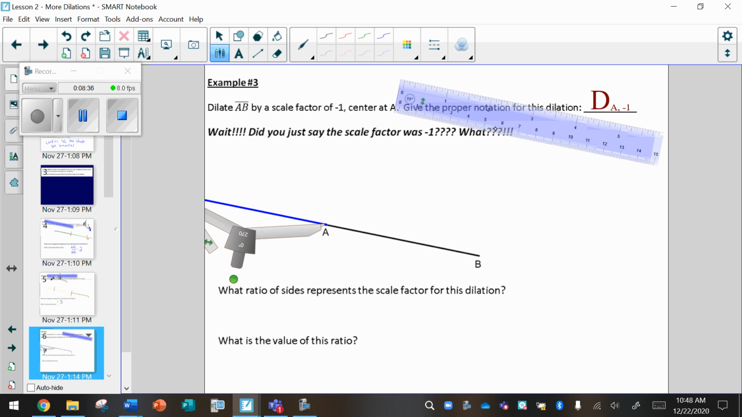The ratio would still be AB prime over AB, and it will be -1 for the value of that ratio. The difference will be the direction. So A to B prime would go in the opposite direction as our original point B.